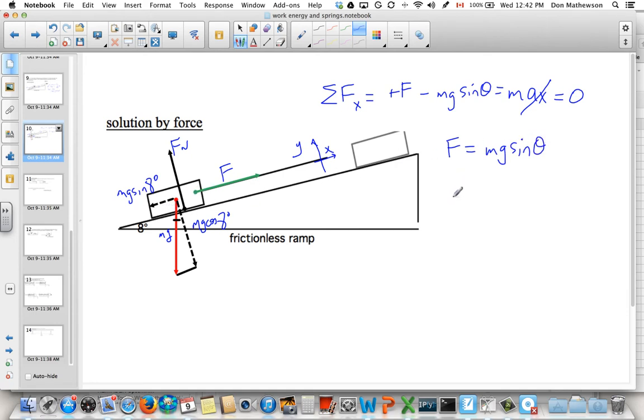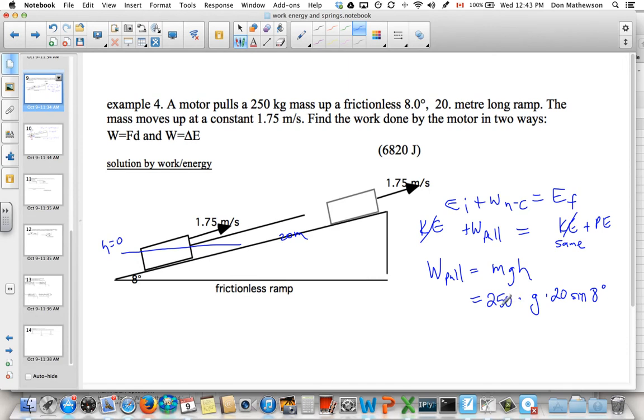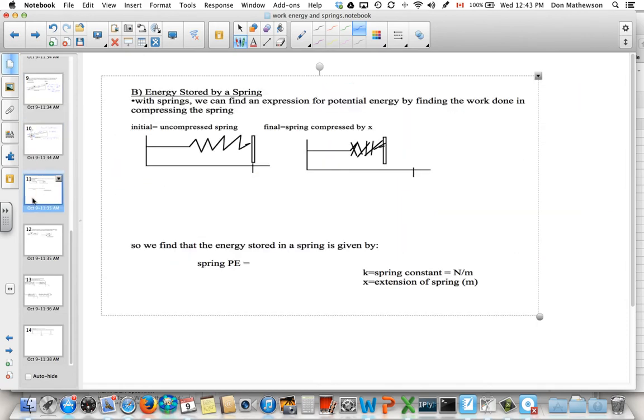Now work is force times displacement. So we've got the mass, the gravity constant, sine of 8 degrees, and then the length of the ramp, which is 20. Now if you compare that, mg sine 8 times 20, with the previous answer, mg 20 sine 8, you'll see that they're identical, which proves my point that if you have enough information, these two approaches can both be done and will be consistent with each other. All right. So that is more detail on the relationship between work and energy.